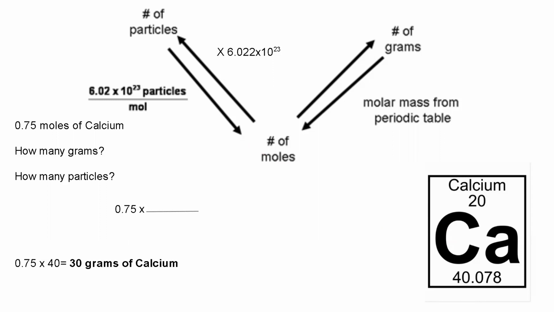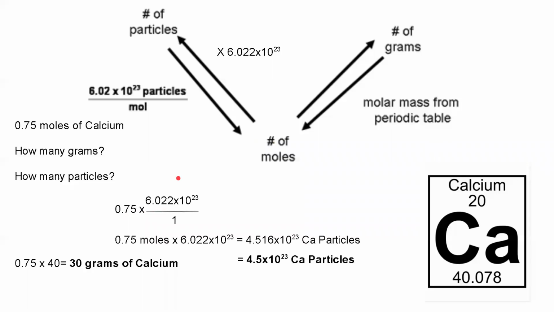And then to find the amount of particles, you just do moles times Avogadro's number. So we gave you the amount of moles of calcium. It's 0.75. So then you multiply it by 6.022 times 10 to the 23rd power equals 4.516 times 10 to the 23rd power calcium particles. Round that down to 4.5 times 10 to the 23rd calcium particles, and that is your final answer.